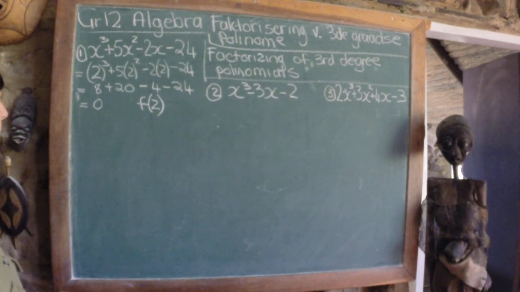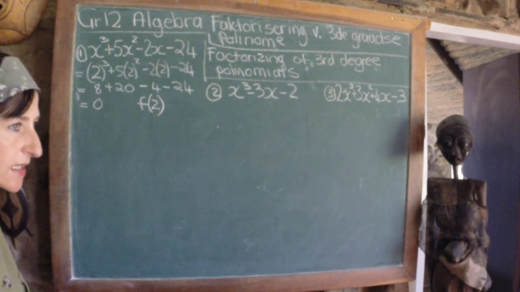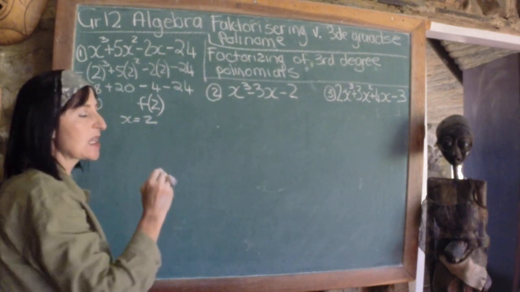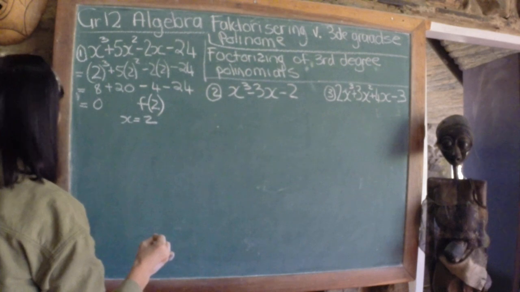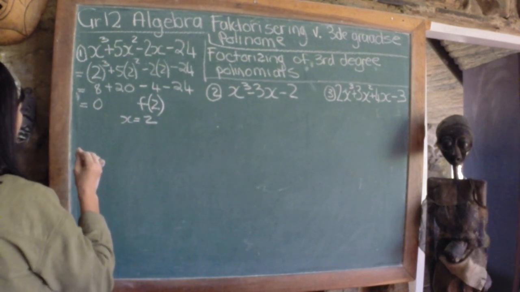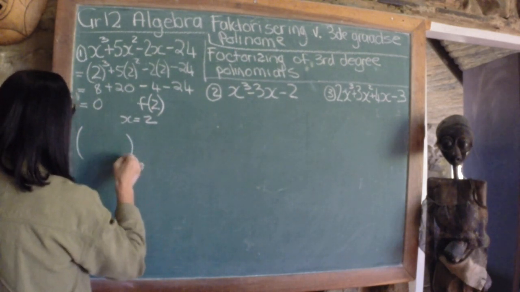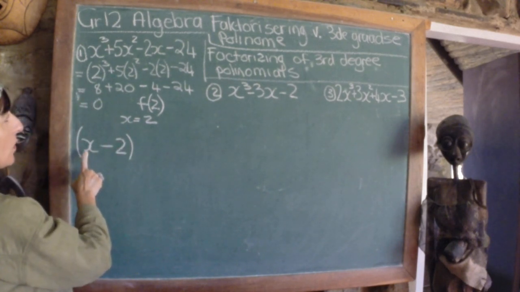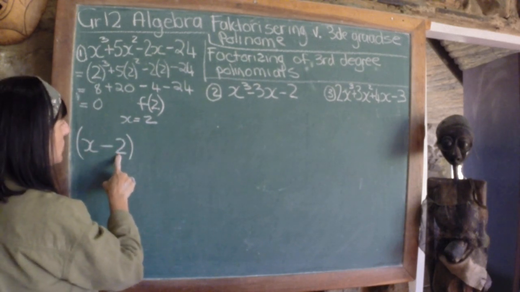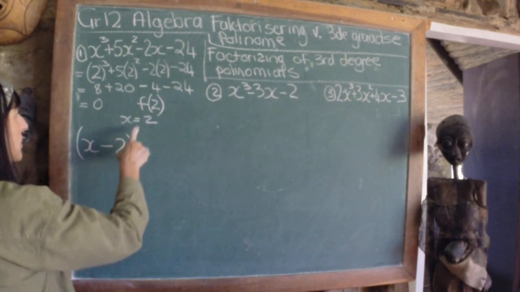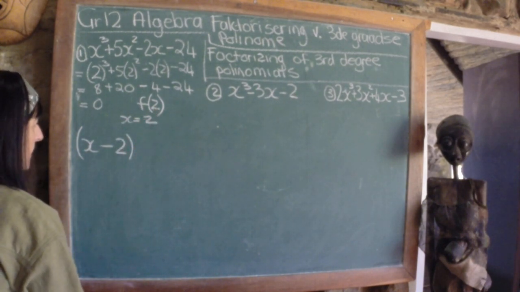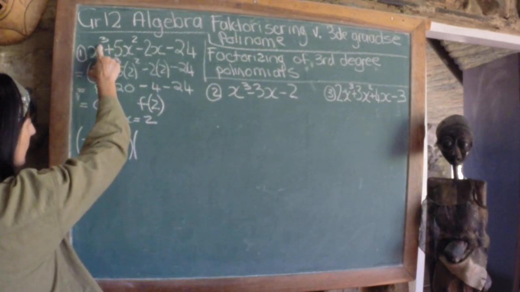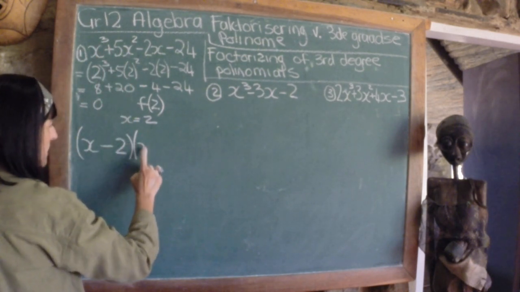Met ander woorde, wat is ons eerste, waar x gelyk is aan 2, wat is ons eerste faktor dan? Ons eerste faktor is dan x minus 2. Because if you equal x minus 2 to 0, your answer is going to be 2. Okay. Now, because it's a third degree, moet daar nog 2 x'e wees.